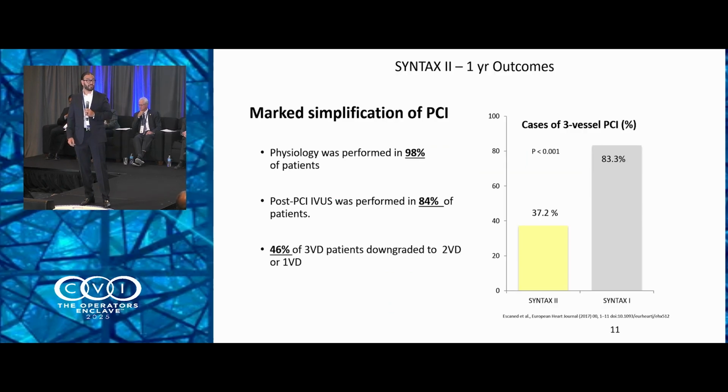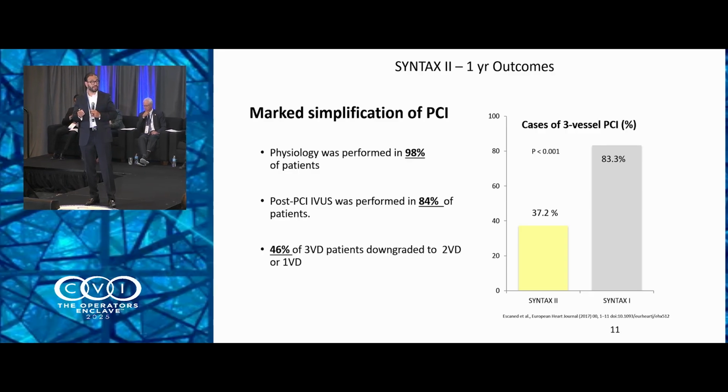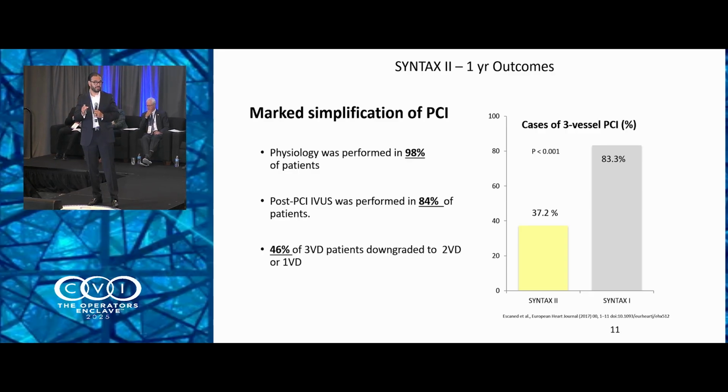In 98% of the patients had physiologic assessment, and about half of them were downgraded from 3-vessel angiographic disease to about 2-vessel or single vessel. So this is the front-end benefit of physiology in really assessing those patients when they come into the cath lab.